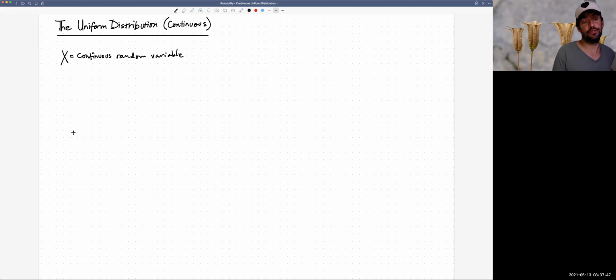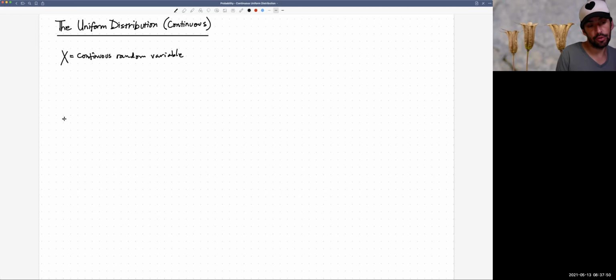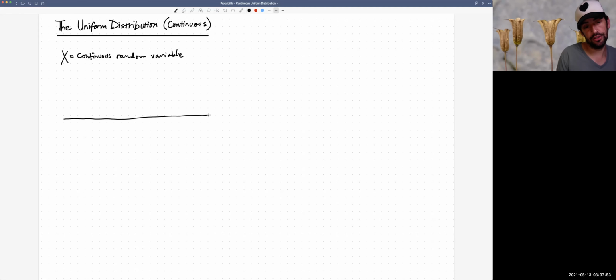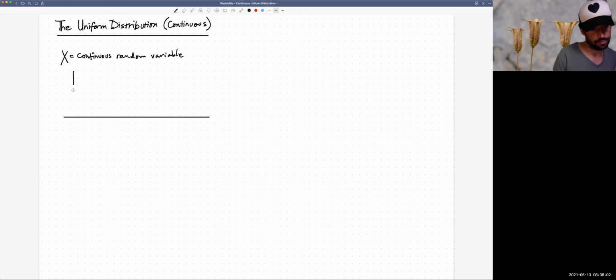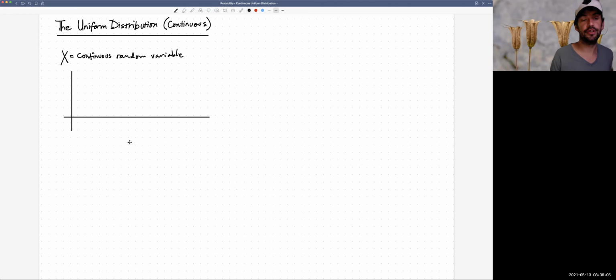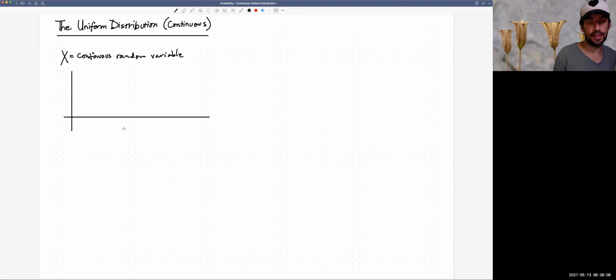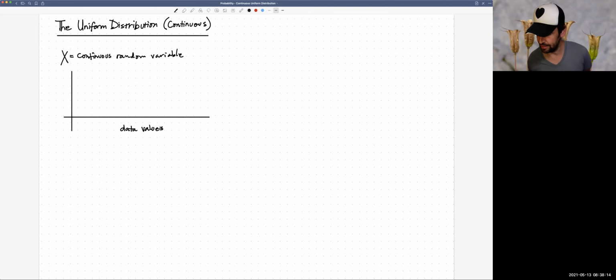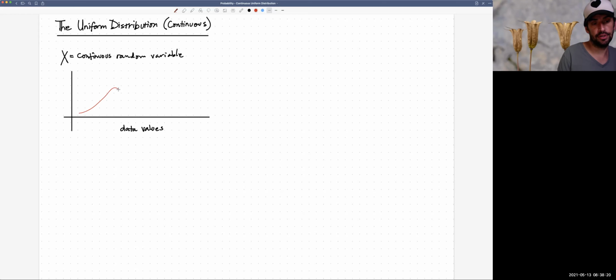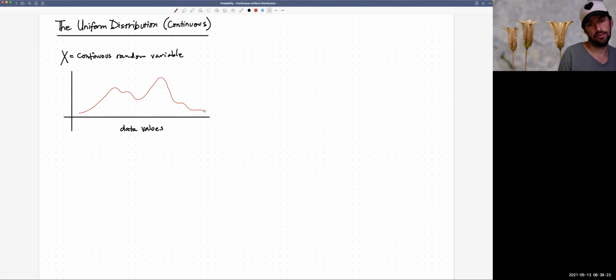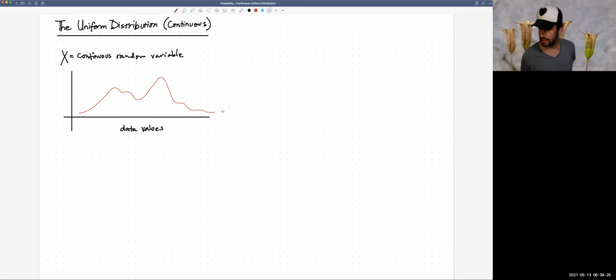When we have a continuous random variable, where we had PDF tables for our discrete random variables, we're now going to have graphs, right? So let's say I have a set of axes. The horizontal axis represents the data values. Our random variable will come, right? So something like this. This is going to be our probability distribution function.